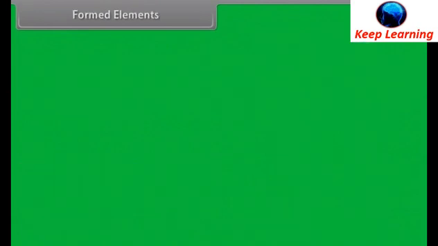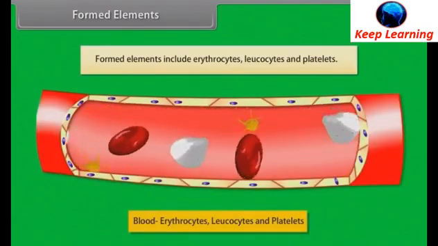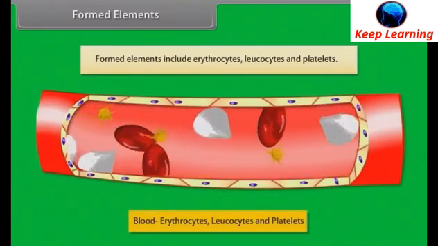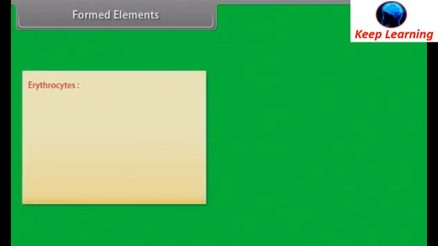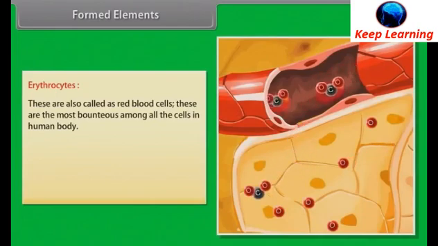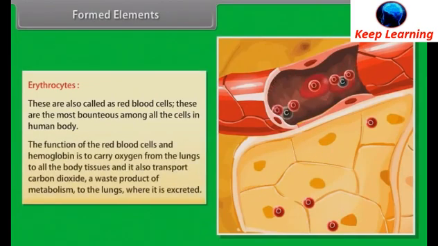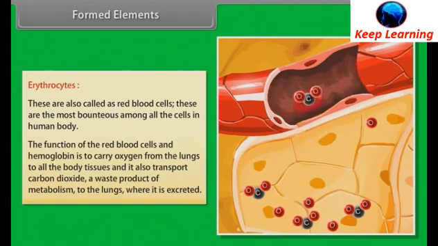Formed elements. Formed elements include erythrocytes, leukocytes and platelets. Erythrocytes. These are also called red blood cells. These are the most abundant among all the cells in the human body. The function of the red blood cells and hemoglobin is to carry oxygen from the lungs to all the body tissues, and it also transports carbon dioxide, a waste product of metabolism, to the lungs, where it is excreted.